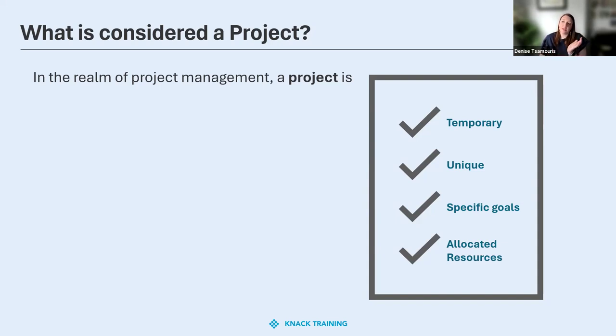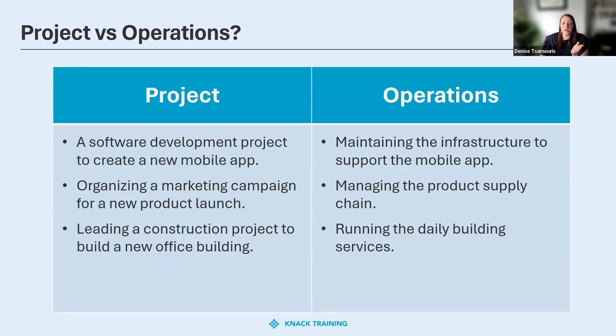So to get a better understanding of what a project is compared to everyday operations: a project would be something like a software development project to create a new mobile app. That is the project. The day-to-day operation would be maintaining the infrastructure to support that mobile app. Once that mobile app has been created, your business is going to have to then supply the support for it. Your IT team is going to have to know and QA test and look at different versions and bugs and all of that.